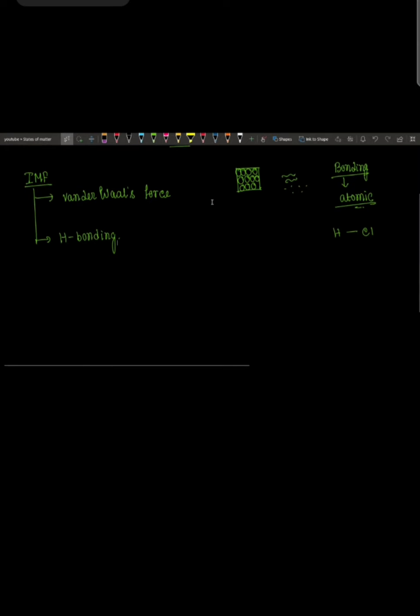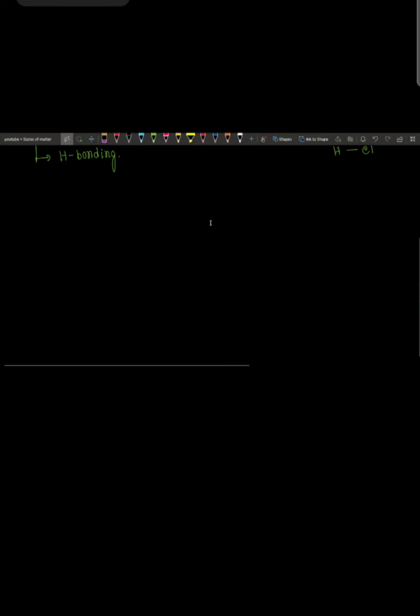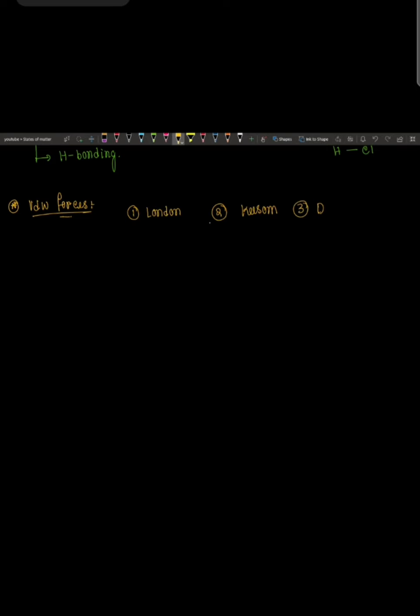Now, first we are going to learn about the van der Waals forces. There are mainly three types of van der Waals forces. First is London. Second, Keesom. And the third one is Debye. These are the three types of van der Waals forces.